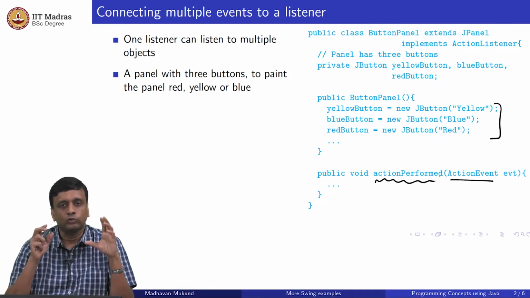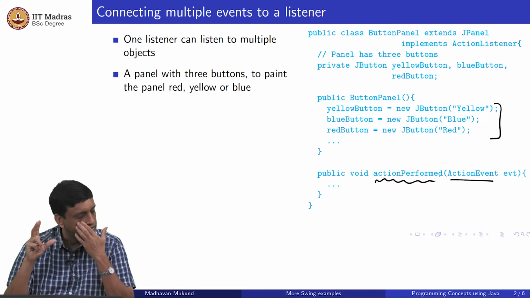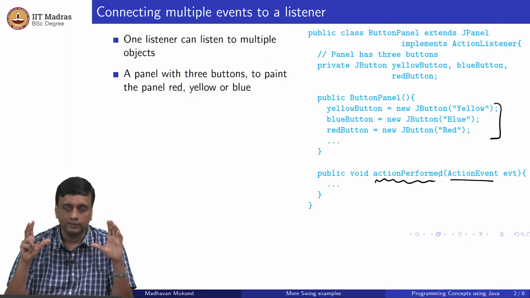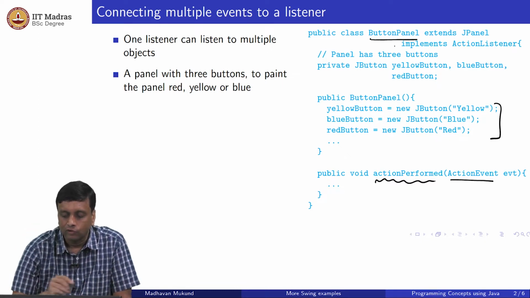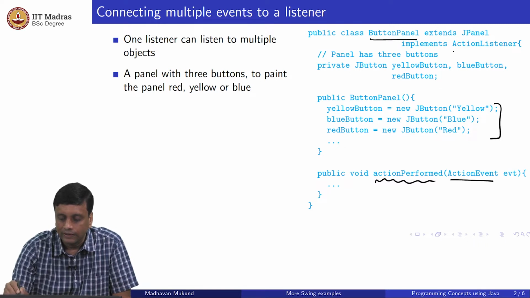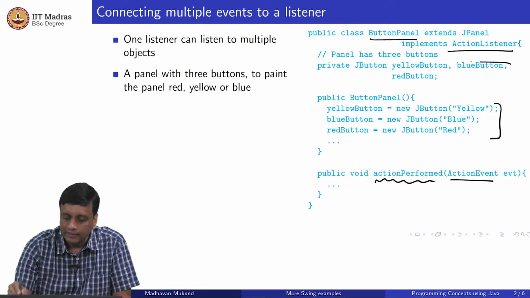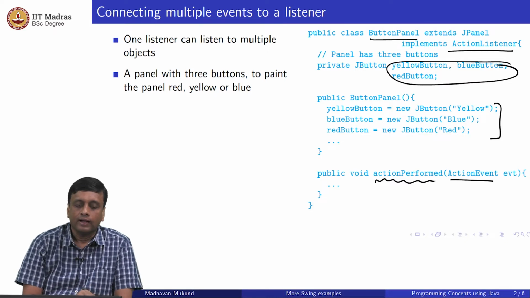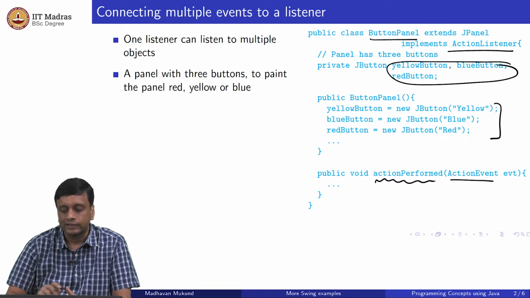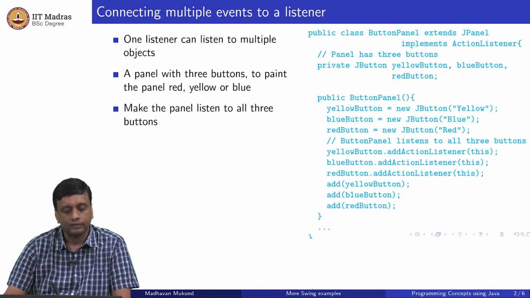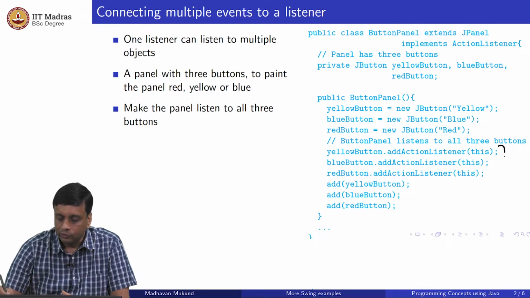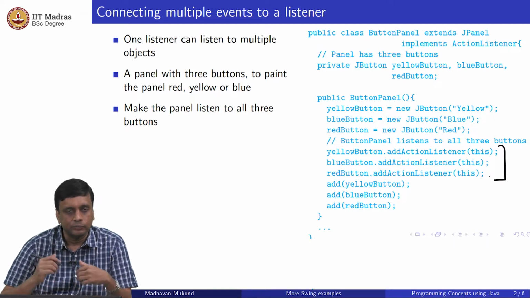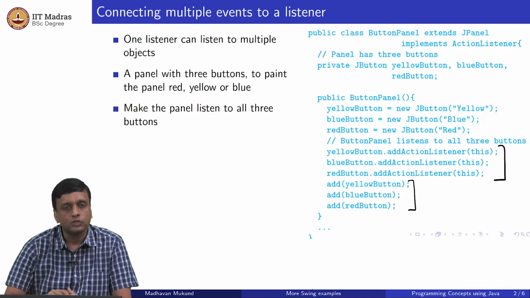It generates an action event and that has to be handled by an appropriate listener which is doing action performed. But we want to do this all in one panel. So this panel should now listen to all these three buttons and do the appropriate thing. We have this one panel as before, which is a JPanel which implements ActionListener, but now it has three buttons, and it must disambiguate, when it comes to actionPerformed, which button was clicked. So I make the panel listen to all three buttons. I add to each of the buttons the action listener to be this current panel, the embedding panel, and then I add all three buttons to the panel.